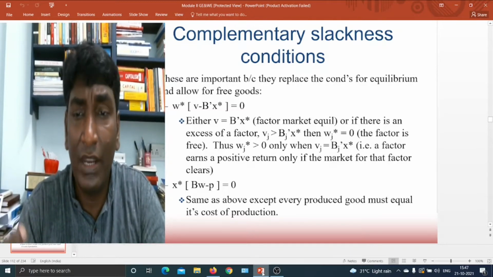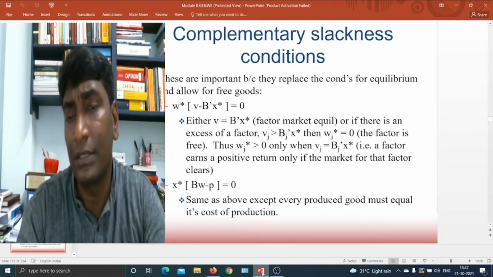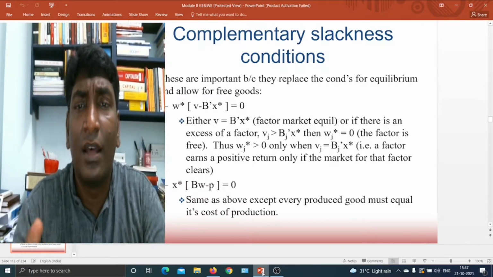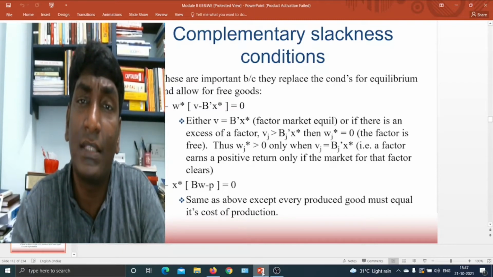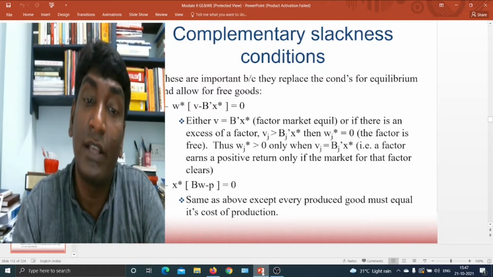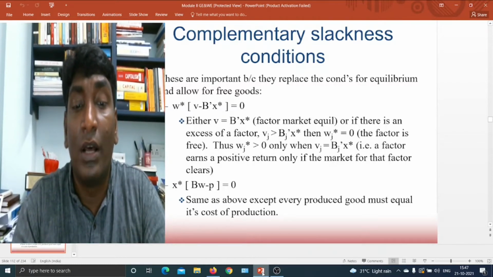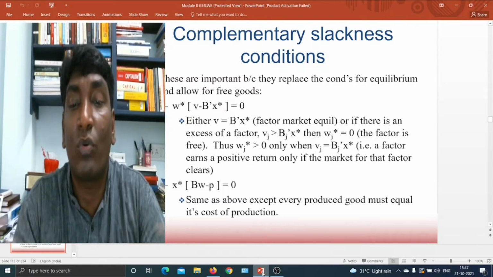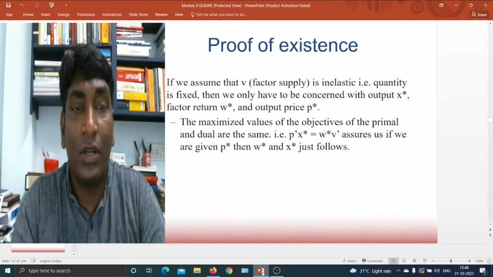So this is a very interesting deduction, which we have already discussed, but in a more nuanced sense. It is a nice way of putting it. So in the inverse, the same is the case with the w star. If you look into the x star case, that is b dash w minus p equal to 0, it is the same as above, except every produced good must equal its cost of production. All right. So this is the idea.